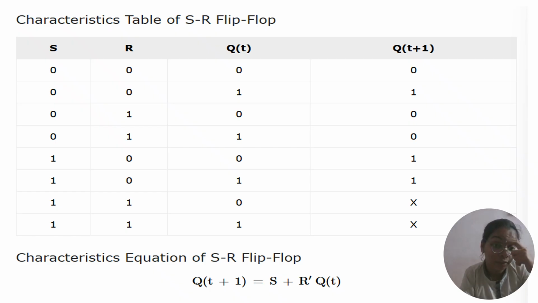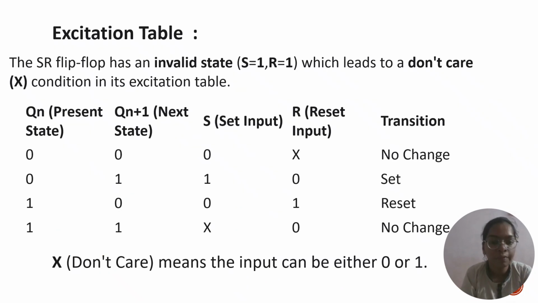Characteristics table of SR flip-flop is given above in the table. The characteristic equation of SR flip-flop: Qn+1 equals S plus Q bar into Q of n. Excitation table. The SR flip-flop has invalid state S equals to 1, R equals to 1, which leads to don't care cross condition in its excitation state. Cross don't care means the input can be either 0 or 1.